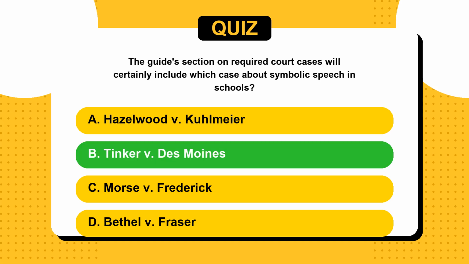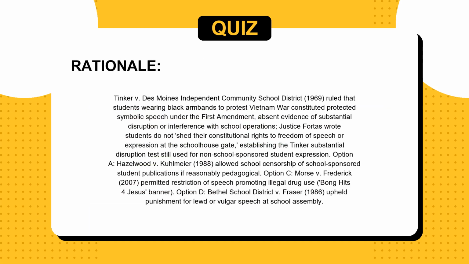The answer is B. Tinker v. Des Moines Independent Community School District, 1969, ruled that students wearing black armbands to protest the Vietnam War constituted protected symbolic speech under the First Amendment, absent evidence of substantial disruption or interference with school operations. Justice Fortas wrote students do not shed their constitutional rights to freedom of speech or expression at the schoolhouse gate, establishing the Tinker substantial disruption test, still used for non-school-sponsored student expression.